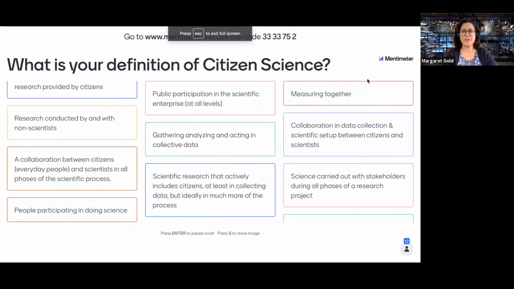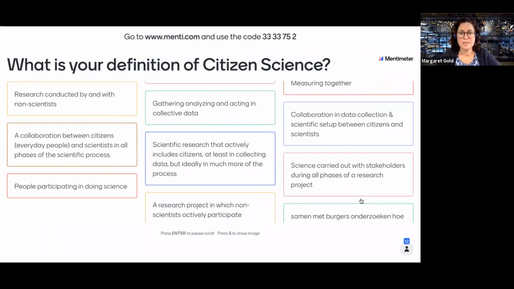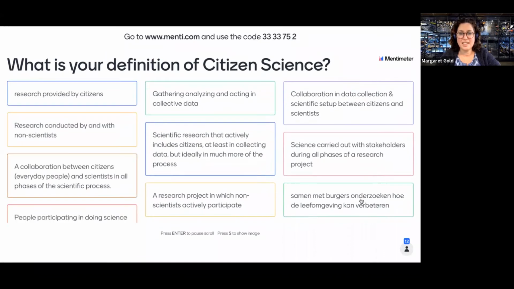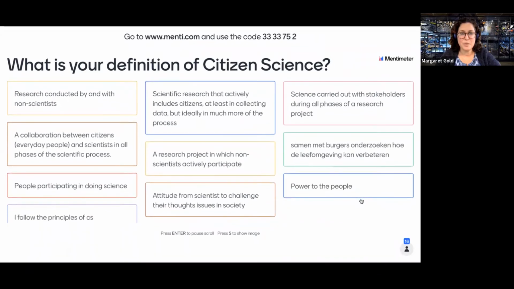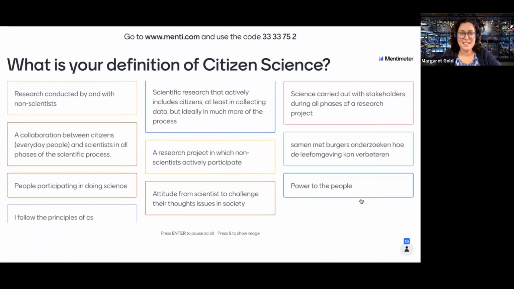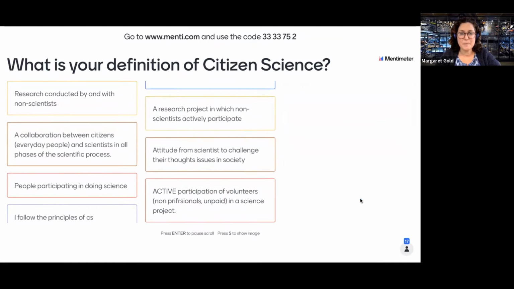There's lots of definitions coming in, some really rich. Yes, thank you for doing it in Dutch as well. Please feel free to write sentences in Dutch to get the word use that you'd like to get in. Power to the people, that's wonderful.